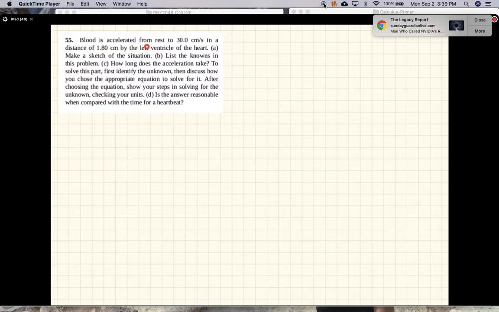In this problem, blood is accelerated from rest to 30 centimeters per second in a distance of 1.8 centimeters by the left ventricle of the heart. Make a sketch of the situation. List the knowns in the problem. How long does the acceleration take?